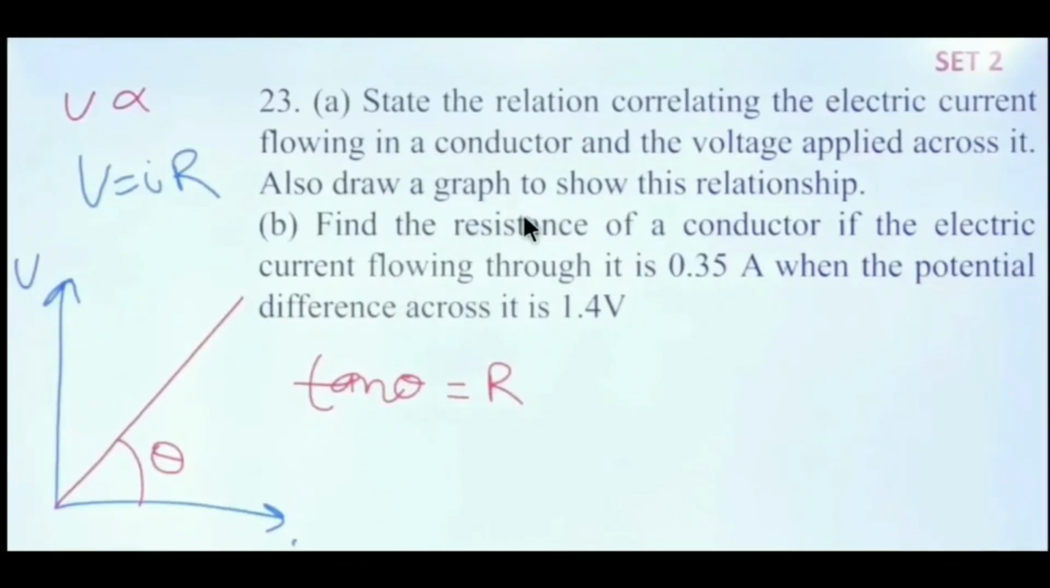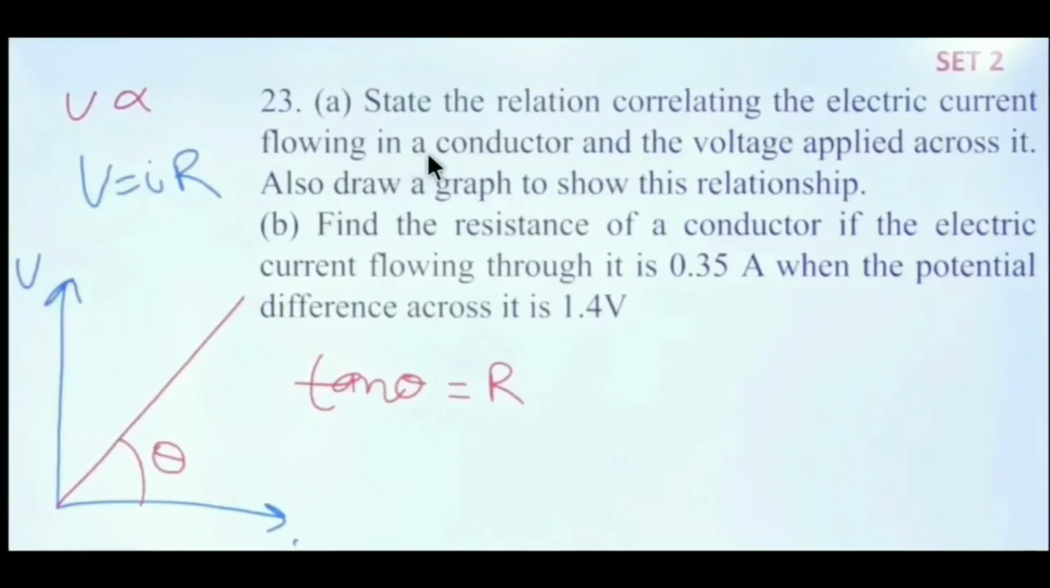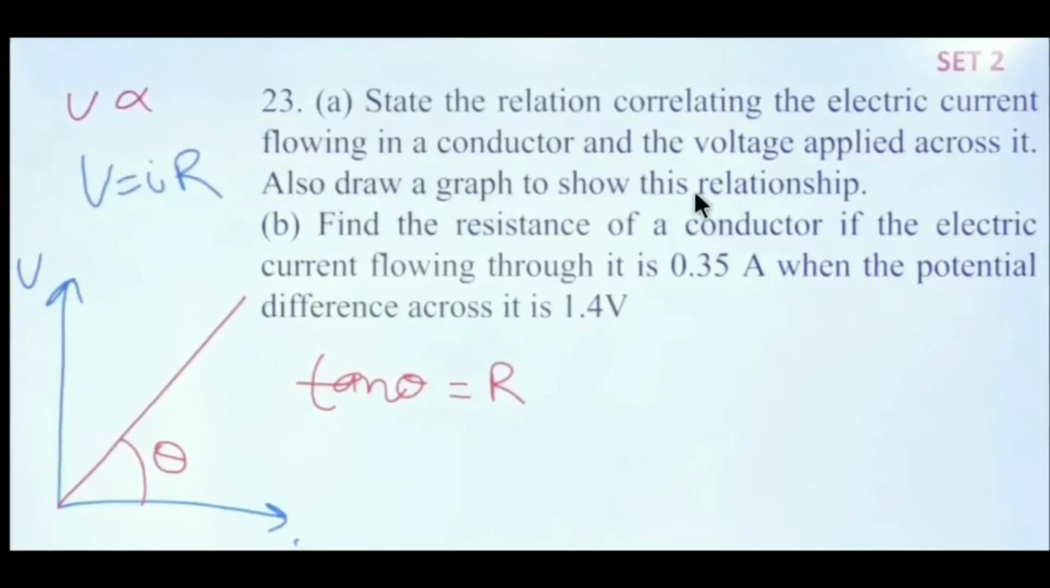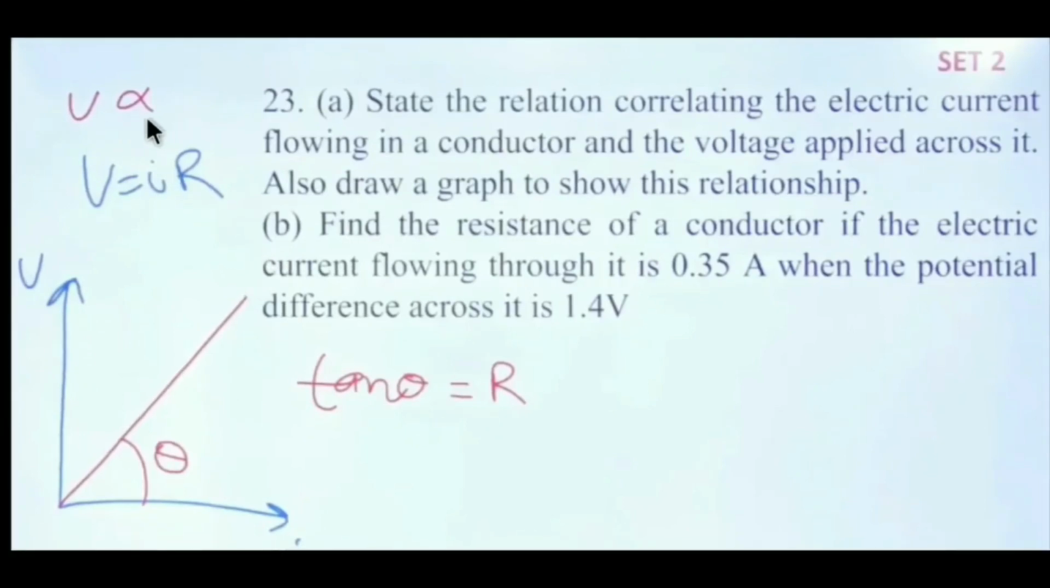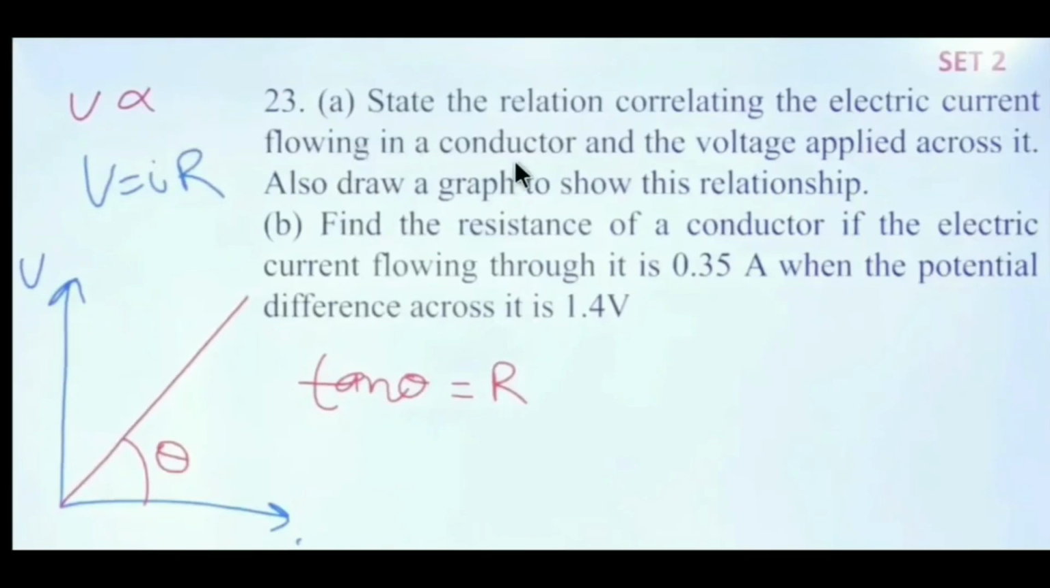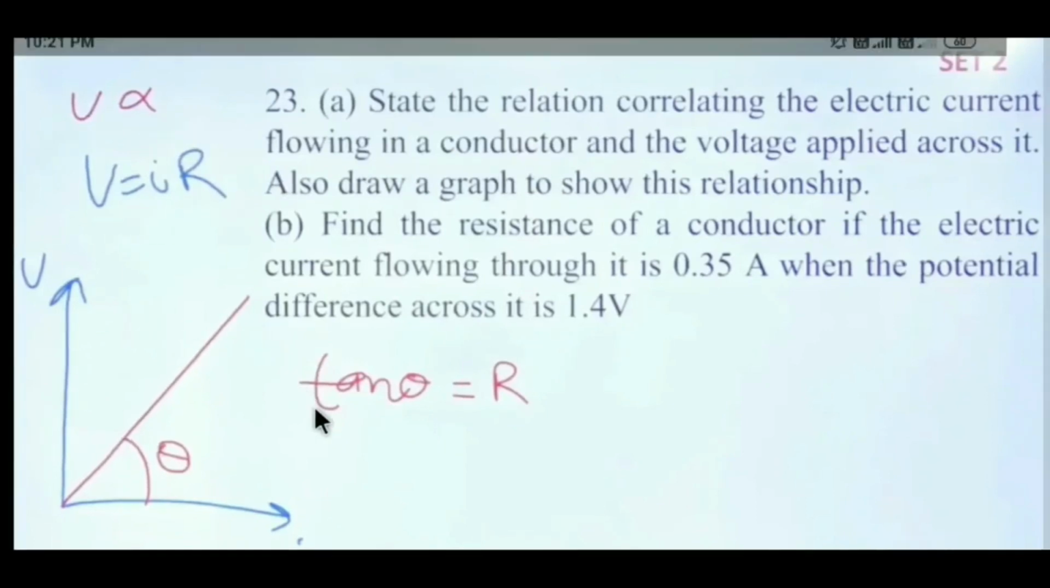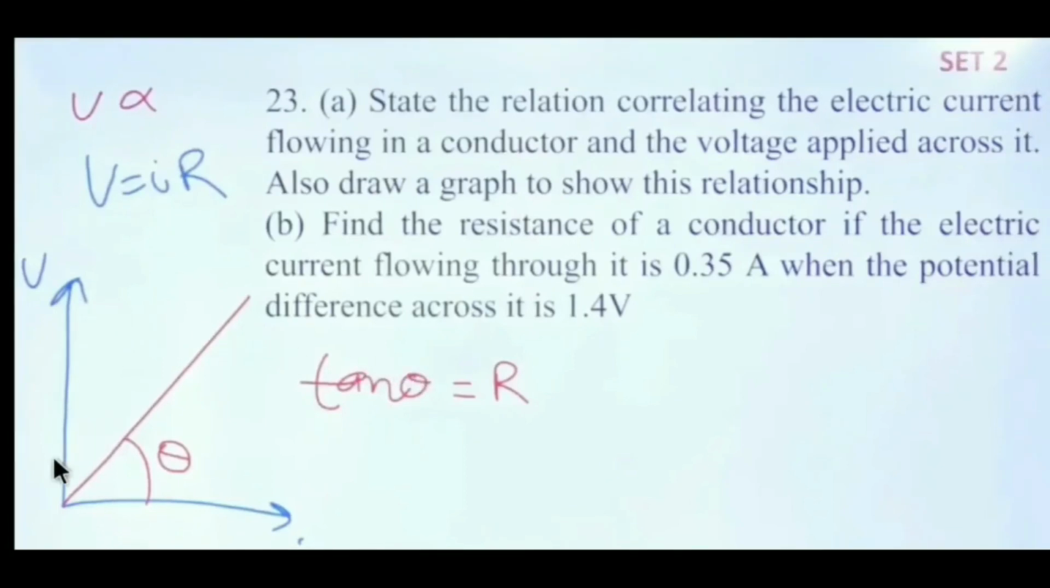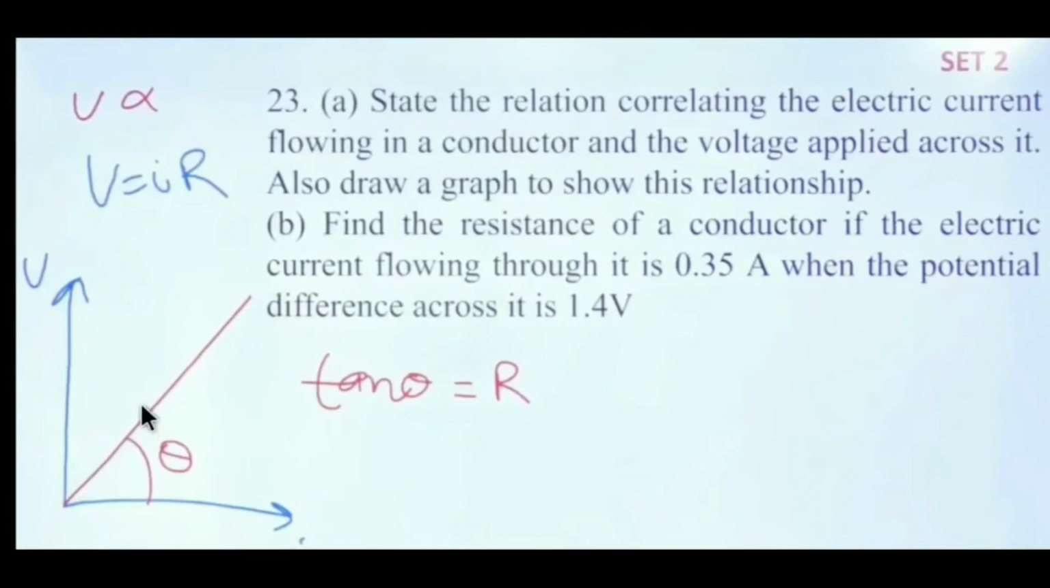Then there was also a question: state the relation correlating the electric current flowing in the conductor and the voltage applied across it. Also draw a graph to show this relationship. So we have to know that V is proportional to I and V is proportional to R. So V is equal to IR. Here we have to draw the graph showing the relationship between V and I. This type of proportionality gives a straight line that we have to draw.